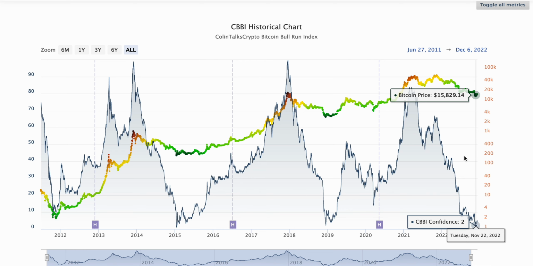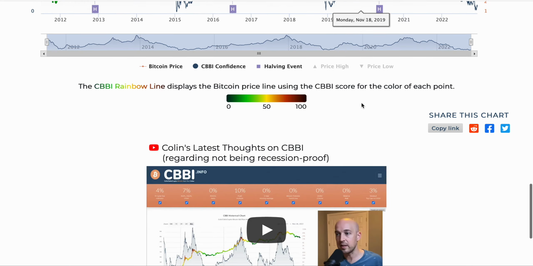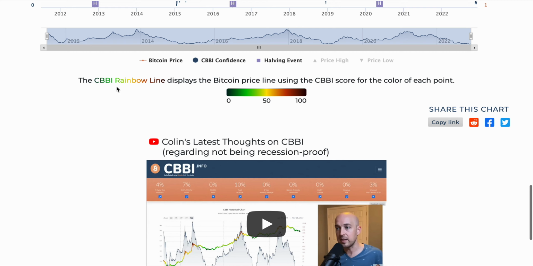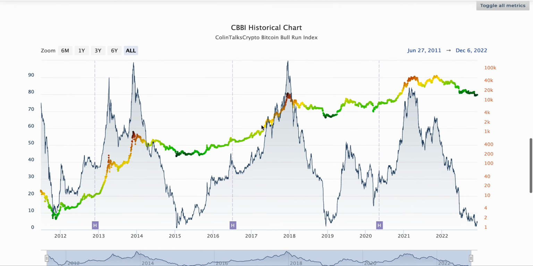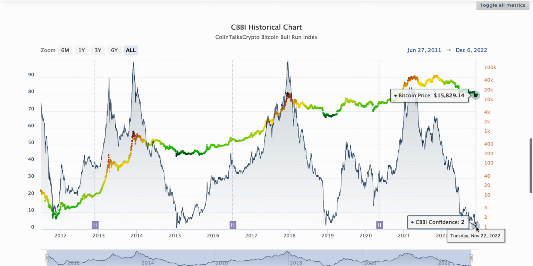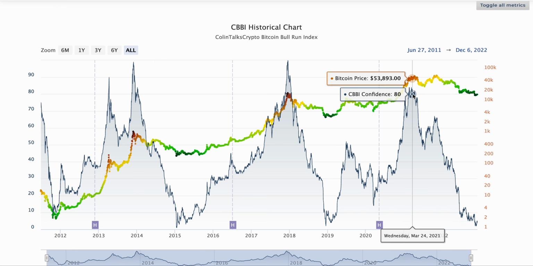And another way of doing that is he's got this rainbow chart. I'm going to go back and show you here. It says a CBBI rainbow line displays the Bitcoin price line using the CBBI score for the color in each point. So the lower the score, the greener it gets. So you don't need to look at the color. You can just look at the score. But the score here is very low. And so when the score is low, meaning it's bullish, the color gets green. Now, when the score is high, meaning it's bearish, the color gets red.